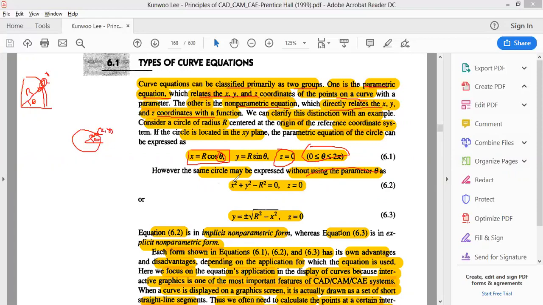A circle equation can be written as x square plus y square minus r square is equal to 0. Because the circle is going to be 360 degrees, it has to be equated to 0. If we have to find the y value, we can put it in terms of this: plus or minus square root of r square minus z square. Since it's two-dimensional, z is going to be 0. That is why z is not accounted for in equation 6.2 or 6.3.